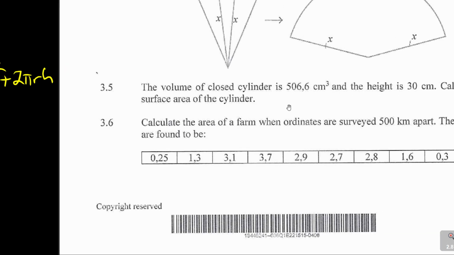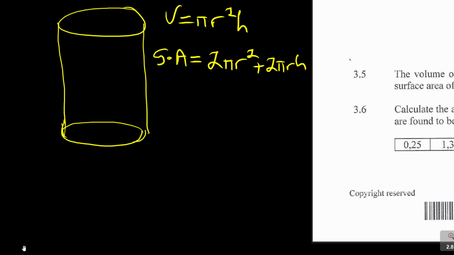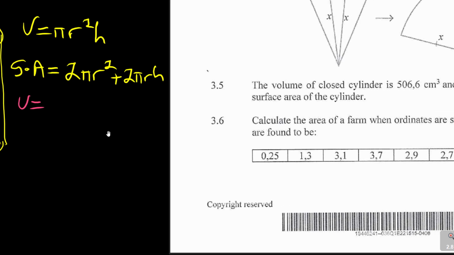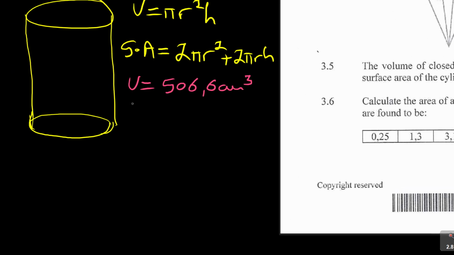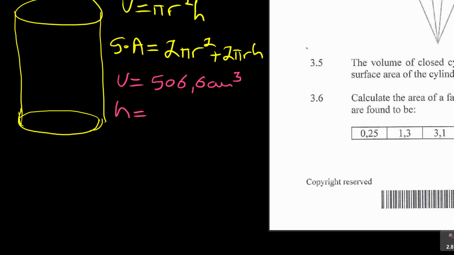They told us the volume. We are given V. We are told V is equal to 506.6 cubic centimeters. And then what else are we told? The height h is equal to 30 centimeters. So everything is in centimeters, so you can maintain it like that. It's only when units are different that you need to be careful.